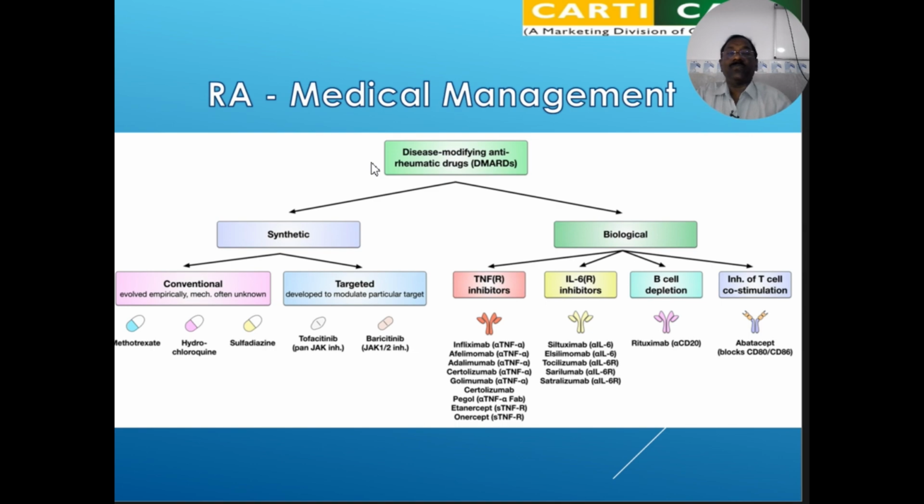The tumor necrosis factor inhibitors like infliximab, adalimumab, golimumab, etanercept, they are all here. Interleukin 6 inhibitors, tocilizumab, and then B cell depletion, rituximab, and abatacept, that is the T cell co-stimulation inhibitor.